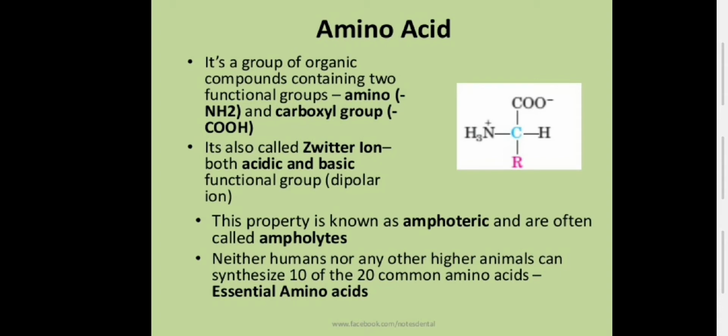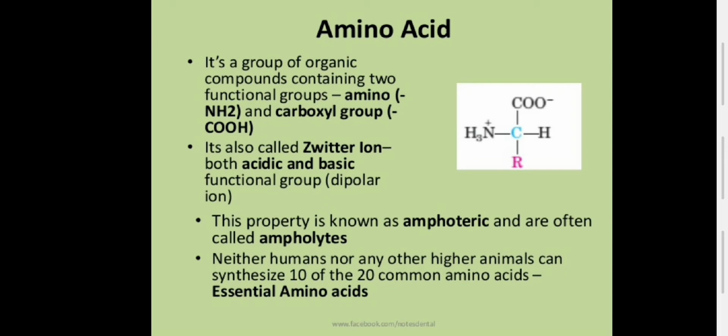Amino acid is basically a group of organic compounds containing two functional groups. The first one is the amino group, which has the chemical formula NH2, and the carboxyl group, which is the functional group of carboxylic acid, a carbonyl group bonded to a hydroxyl group, with the chemical formula COOH.